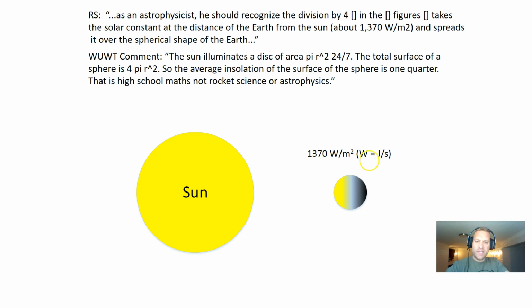Now, this value here that Roy even referenced, 1370 watts per meter squared. Now, a watt is a joule per second, right? A joule per second. This value is an instantaneous value. Well, it's in fact the value for 1 second, right? This value of the flux, which those diagrams divide by 4, is the instantaneous or the per second input.